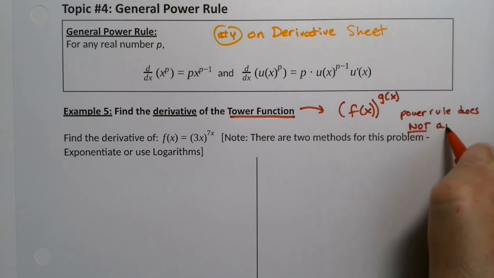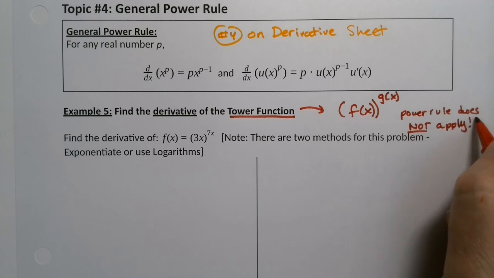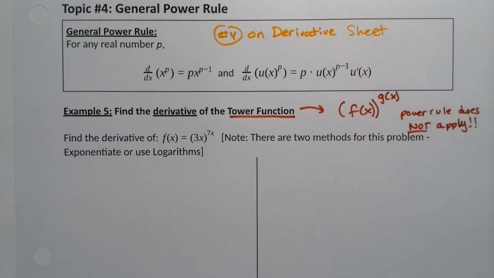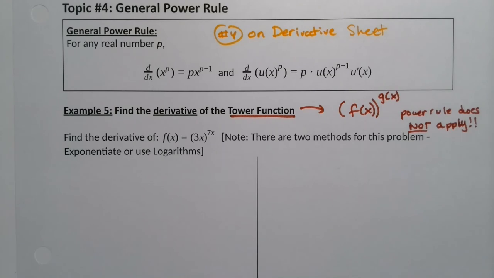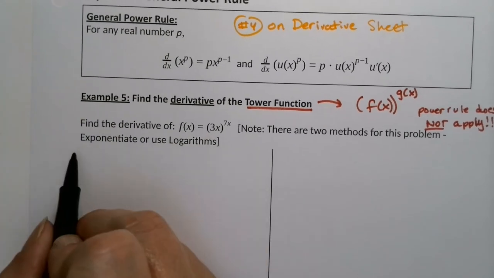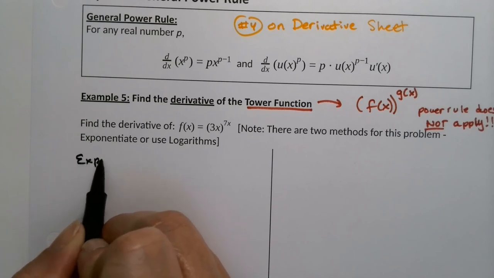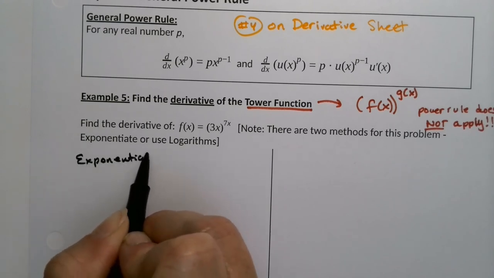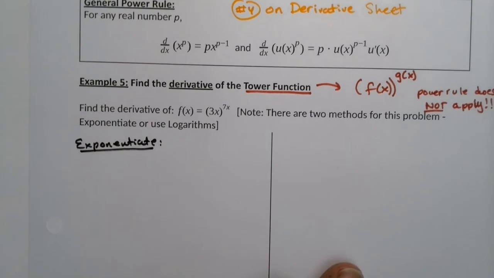Well, that means that the power rule itself does not apply, not directly. So we have to be tricky about it. Now, there's two ways to do this. You can do this in an exponential way, and you can do this in a logarithmic way. So let's start by exponential. We're going to exponentiate. Let's do that method over here.